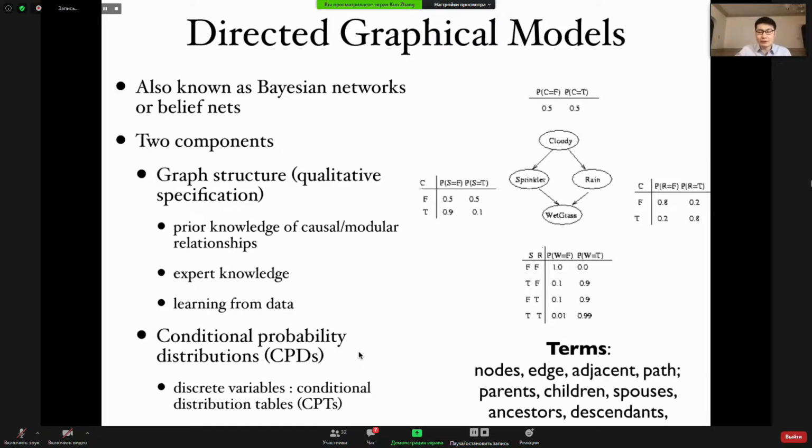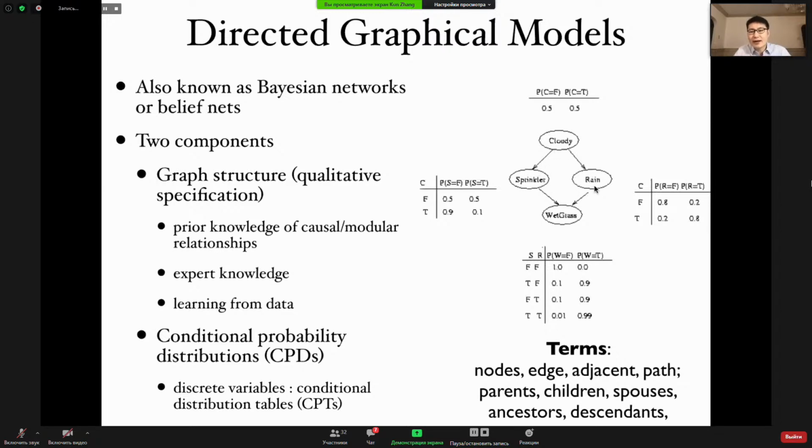So in graphical models, we have a lot of terms. Right here, you have a node. This is the node. This is the edge. And if there's an edge between them, we say they are adjacent. And right here, we have a path. In particular, this is a directed path because we just follow the same direction, right? Go from cloudy to sprinkler to wet grass. This is a directed path. And this is a path, but it's not directed.